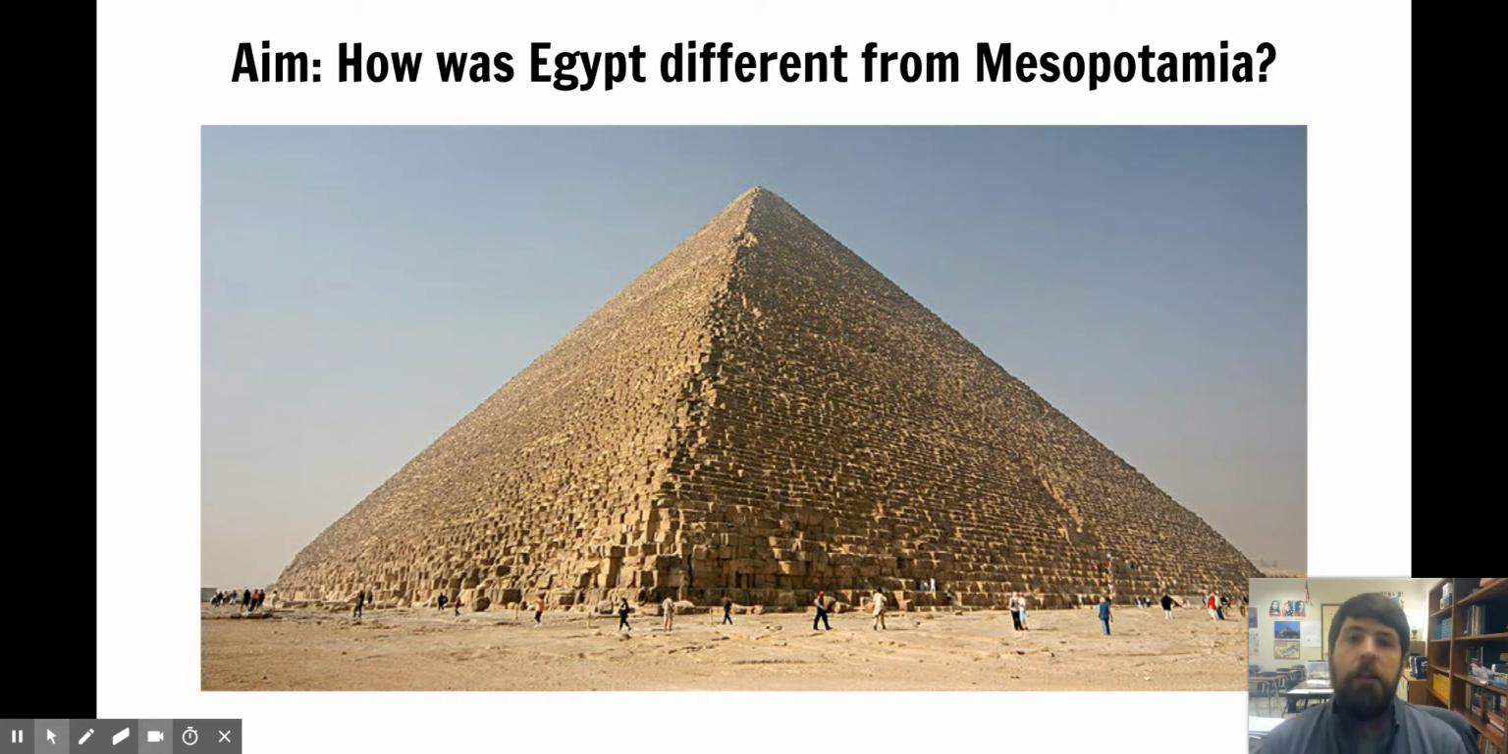We're going to be comparing Egypt to Mesopotamia, and at the end, you need to write 3 to 4 sentences explaining how Egypt was different from Mesopotamia.